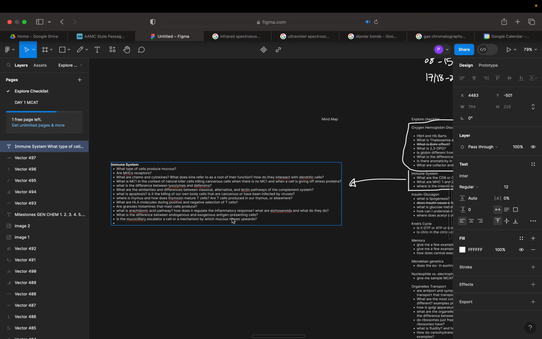So we can ask, are vaccines a good example of active immunity? What are some examples of passive immunity other than breast milk?